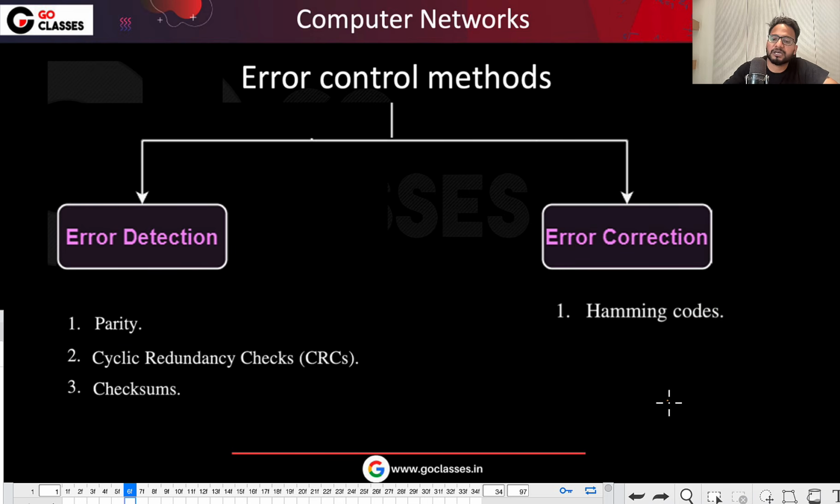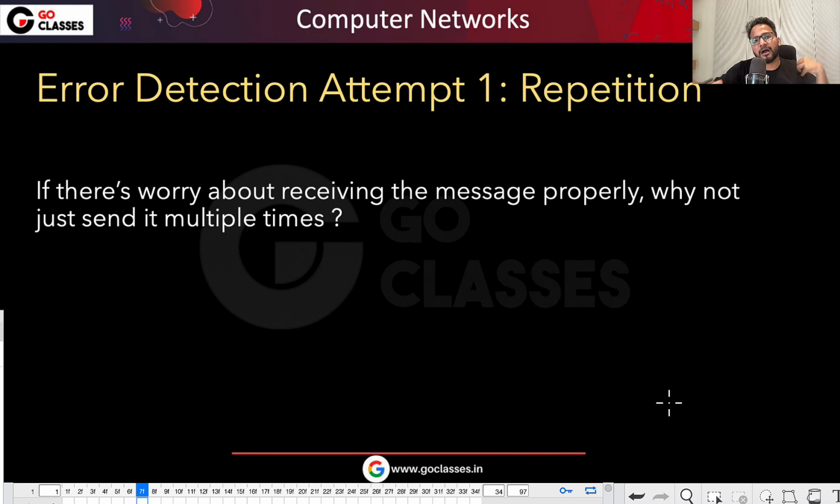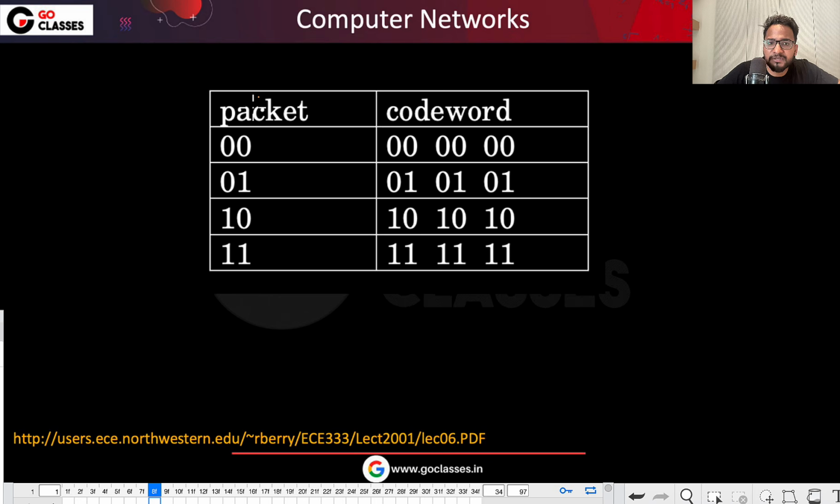So let's start with the first thing, which is parity bits, but before that let's see how we can detect the error. Let's see the very naive approach to detect the error. This is attempt one, which we are calling repetition. Repetition means I am repeating the same thing multiple times. For example, instead of sending this data once, I am sending it 3 times.